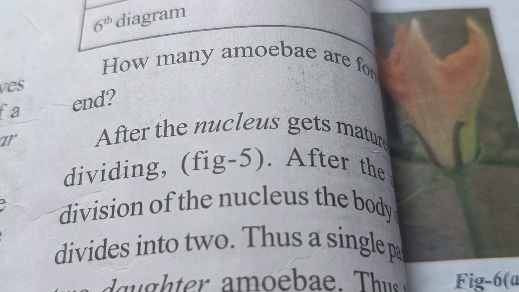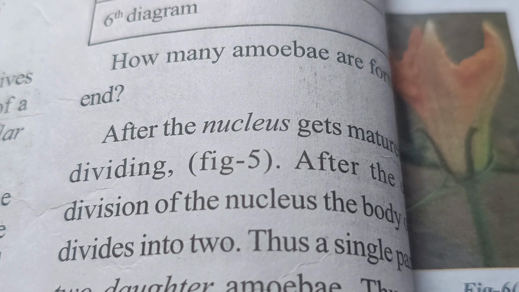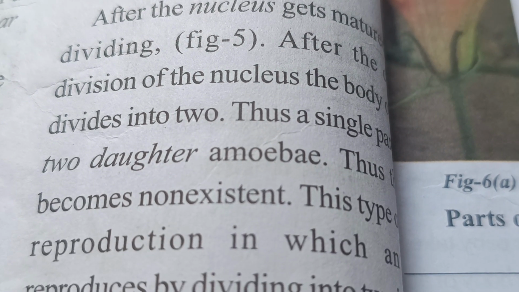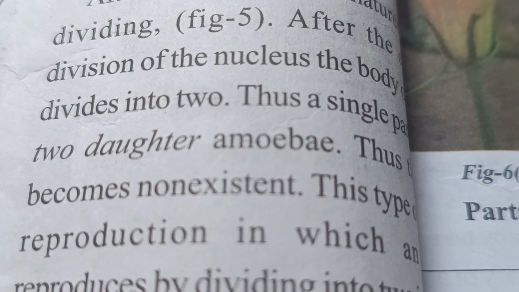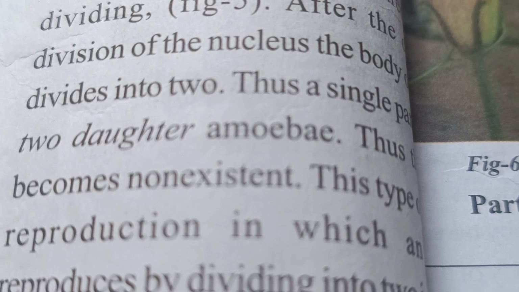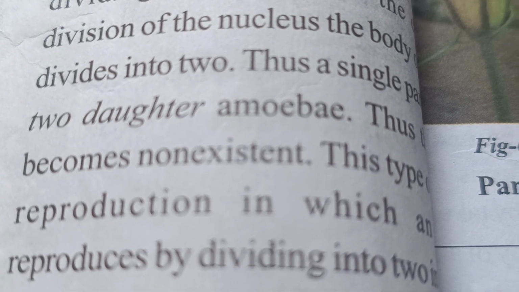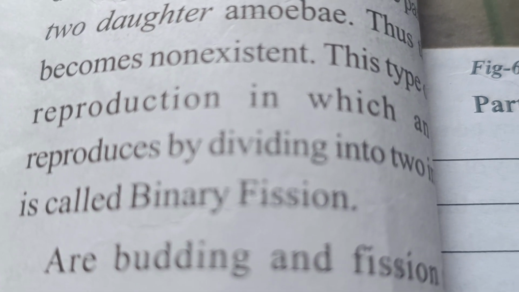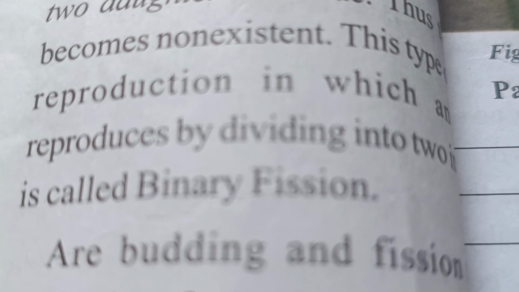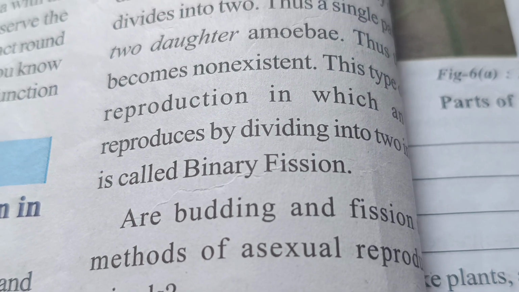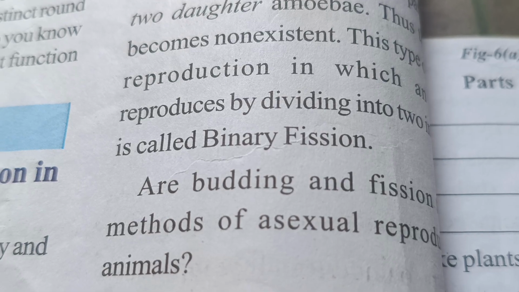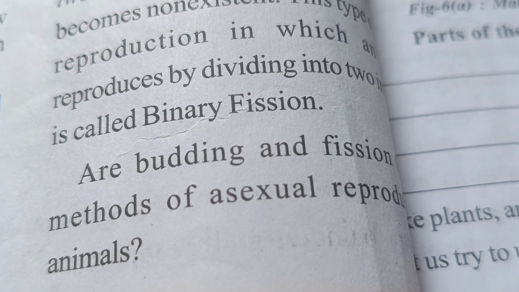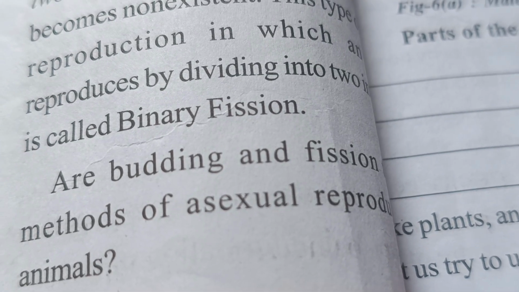And after the nucleus gets divided, after the division of the nucleus the body divides into two, thus a single cell becomes two daughter amoebae, and the parent becomes non-existent. This type of reproduction in which the organism reproduces by dividing into two cells is called binary fission. One single cell divided into two cells, that is binary fission. Budding and fission are methods of asexual reproduction in animals.